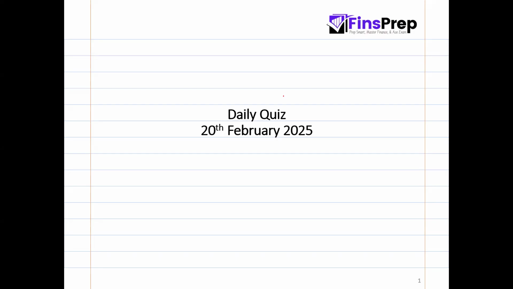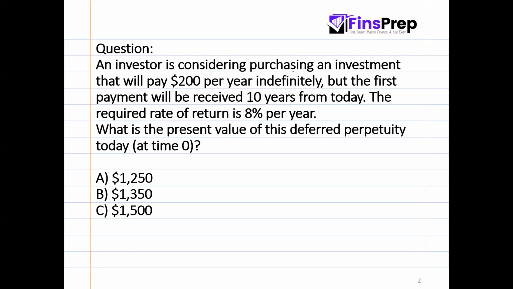So today we are going to solve the question for the 20th February 2025. The question given to us is that an investor is considering purchasing an investment that will pay $2,000 per year indefinitely, but the first payment will be received 10 years from today. The required rate of return is 8% per year. So we need to find the present value of this deferred perpetuity.